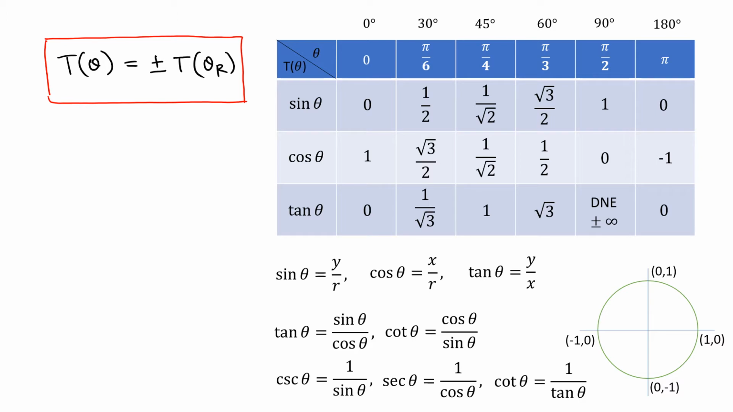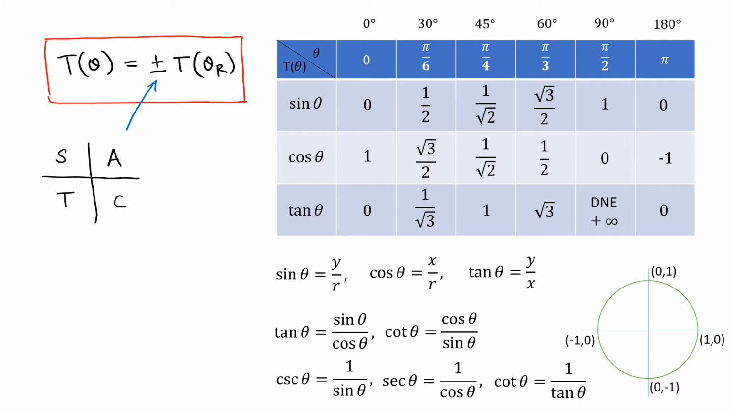We have two things here. The first one is the sign. You can see that there's a sign here. To find the sign, we're going to use the ASTC rule. A means all ratios are positive, and S means the sine or cosecant, which is the reciprocal of sine. Then T means tan or cotangent, and C means cosine or secant. What this says is that only these or their reciprocals are positive in each quadrant, and everything else is negative. That's what the ASTC means, and that gives the sign.